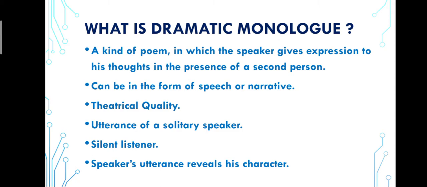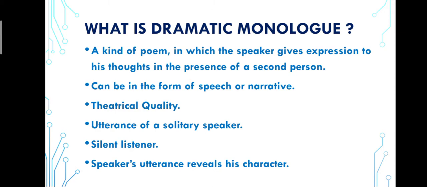Now, before discussing the use of this poetic technique in the poetry of Robert Browning, let's first understand what we really mean by the term dramatic monologue. A dramatic monologue is a kind of poem in which the speaker gives expression to his thoughts in the presence of a second person, with the purpose of convincing him of his beliefs and convictions. It can be in the form of a speech or a narrative by any imaginary person who is not the poet himself. I emphasize this point: the speaker is not the poet himself.